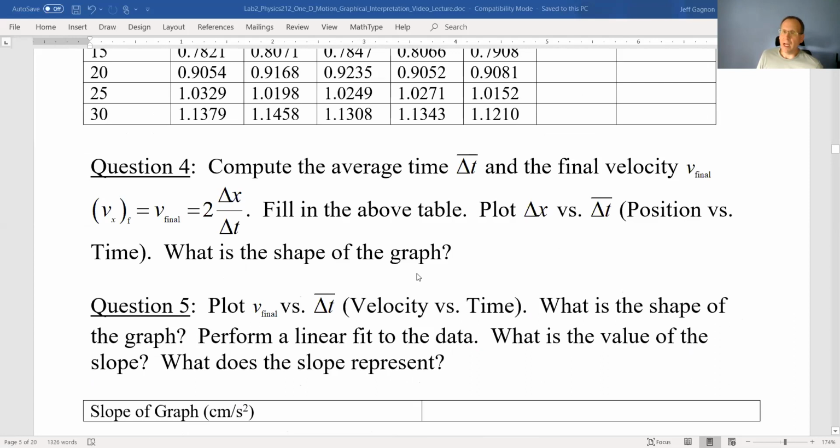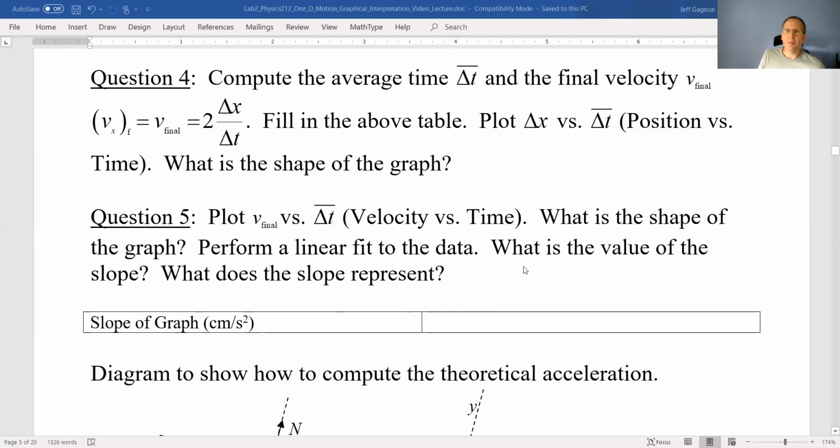What is the shape of your graph? Well, if you think about this, what should the shape be? I'm plotting position versus time, and I know that my cart is accelerating, which means its velocity is changing, right? It's increasing as I go down the air track. So that means the slope of the graph must be increasing. Okay, so if you think about that, it should make sense when you do that plot.